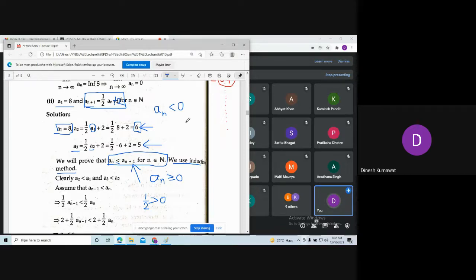How are we obtaining A2? Half of A1, plus we are adding 2 in that. And remember, A1 is always positive. So what can I say about A2? Positive. A2 is also positive.